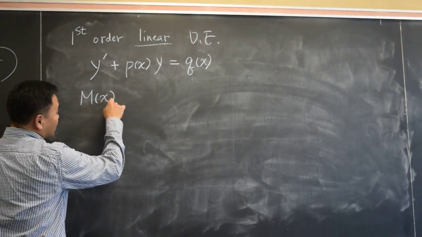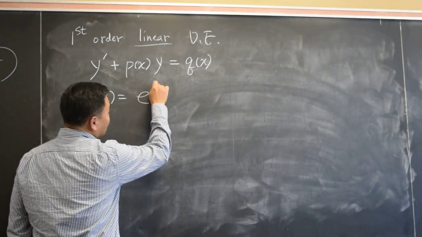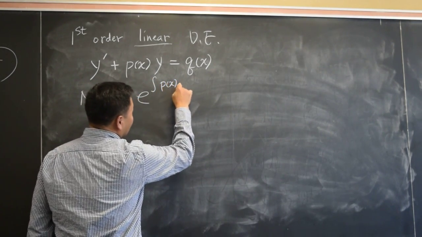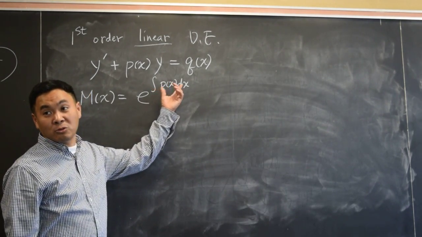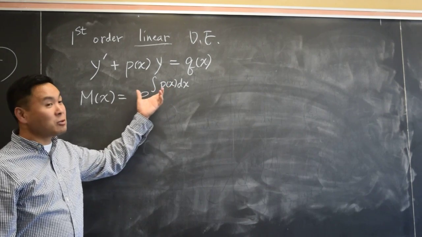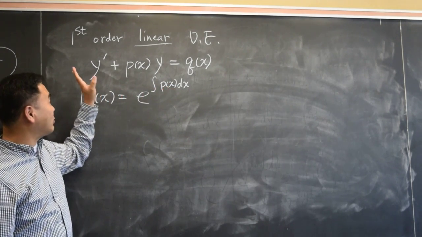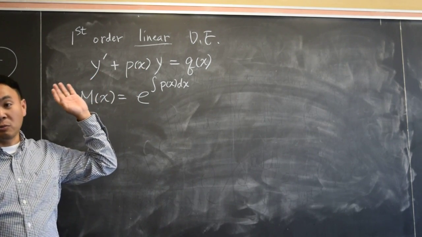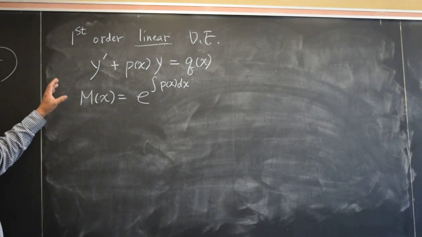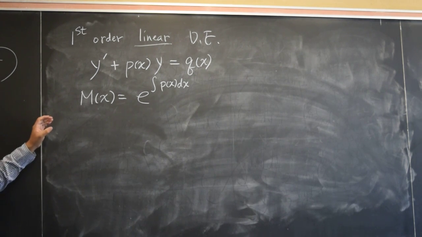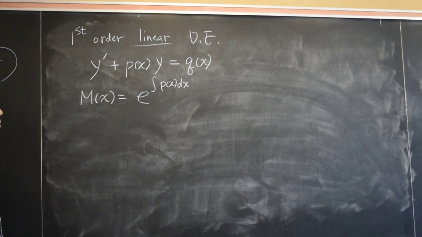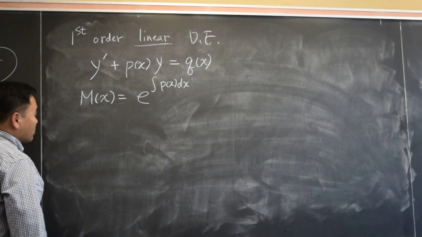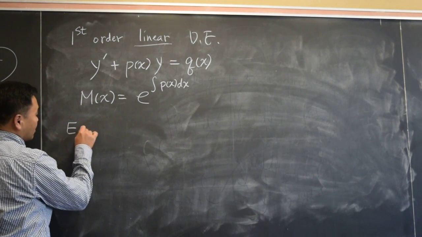Multiplier is defined as e to the integral of p of x dx. And usually when you do these integrals, you have plus c there, right? Here, I don't want you to put plus c. I just need a single function that will turn this left side into a product rule so that you can integrate both sides. Okay. Now, to really understand what this formula means, I need to show you an actual equation to solve. So let me show you this first differential equation.